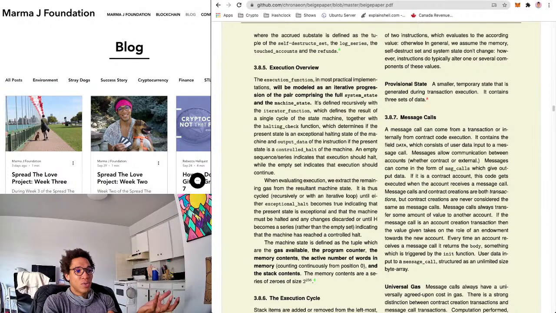It has that gas, loops through all the functions, I would suppose, until either exceptional halt becomes true, indicating the present state is exceptional, which is not, you don't want exceptional things in blockchain. Exceptional sounds great when you're talking about, like, I'm playing soccer and I'm exceptional. No, you want everything to be always the same. So if something's exceptional, because we don't want that, the machine must be halted, and then any changes discarded.